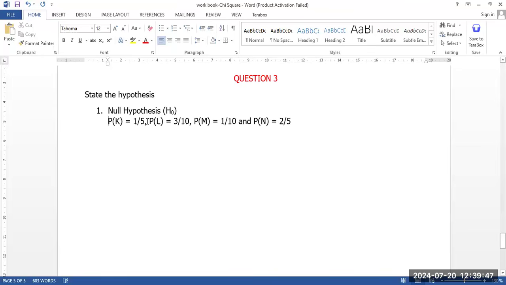So this is your null hypothesis. You are saying that the probabilities, you anticipate them to be like this. But we know that these probabilities may not be these ones. So as you state your alternative hypothesis.